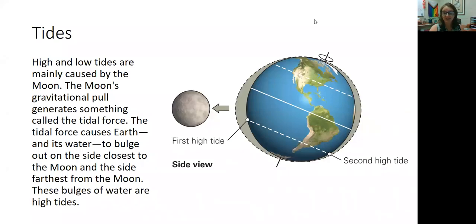All right, we've talked about seascapes and the shape of the ocean floor. Now we're going to talk about the processes that happen in the ocean, starting with tides.